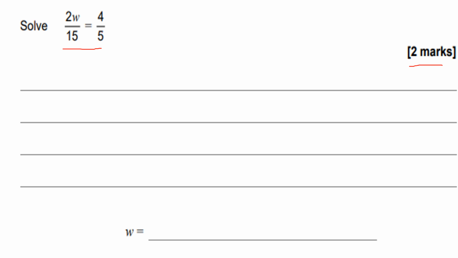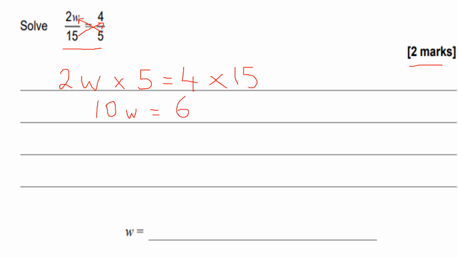So I'm going to times both sides by 5, and I'm also going to times both sides by 15. So I'm going to have 2w times 5 is equal to 4 lots of 15. Cross multiplying, so I multiplied the diagonals. 2w times 5 equals 10w, and I've multiplied the right diagonals: 15 times 4, or 4 times 15, equals 60.